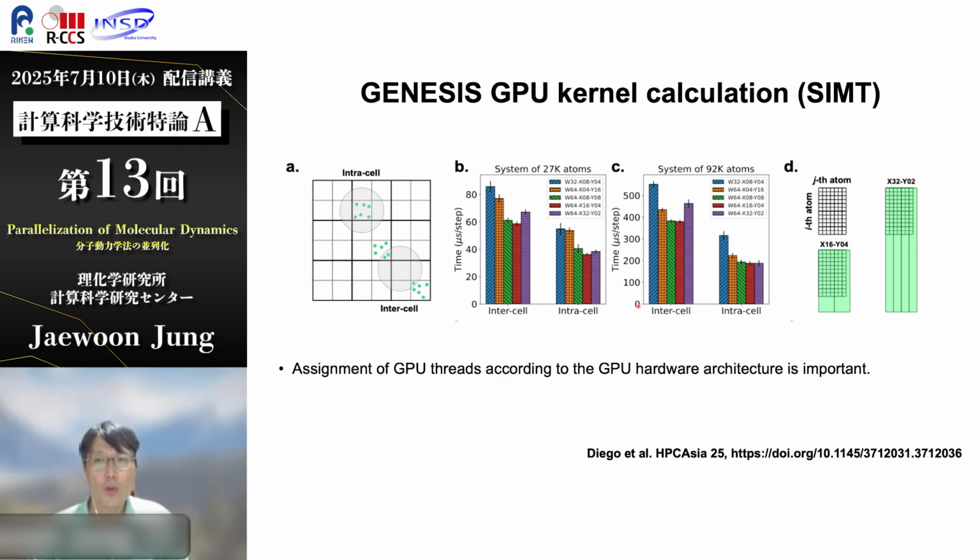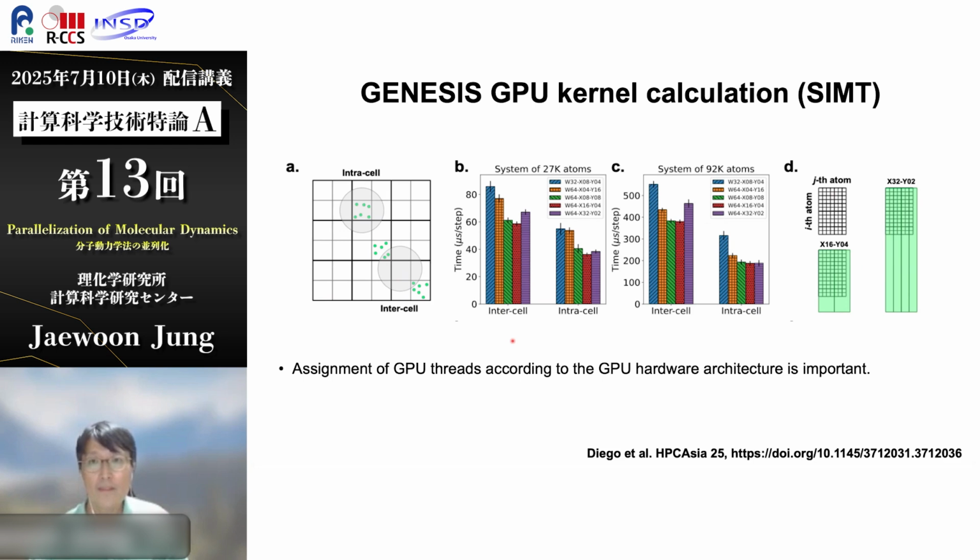And also, for recent AMD GPUs on the supercomputer, we also consider different combinations of a block, how to make a block size like 8x4, 4x16, and so on. And we obtain the best combination of the block size. In fact, from this we found that the assignment of block size is very important to obtain good parallel performance on GPU.